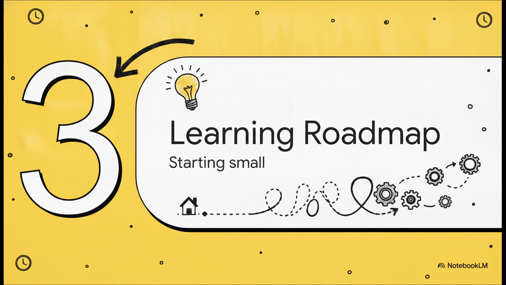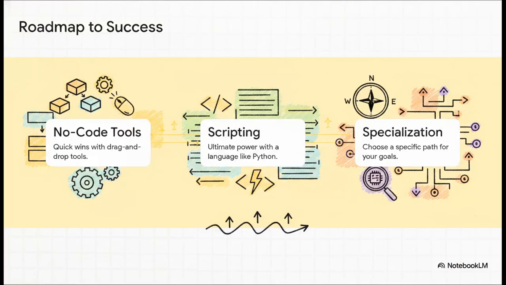Section 3, your automation learning roadmap. And the secret here? Starting small. Because automation is just such a massive field, the trick is to really start small based on what actually interests you. So here is a clear step-by-step roadmap to get you going. Step 1, start with no-code tools for those quick wins. Step 2, learn a scripting language to unlock the ultimate power. And Step 3, pick a specialization.